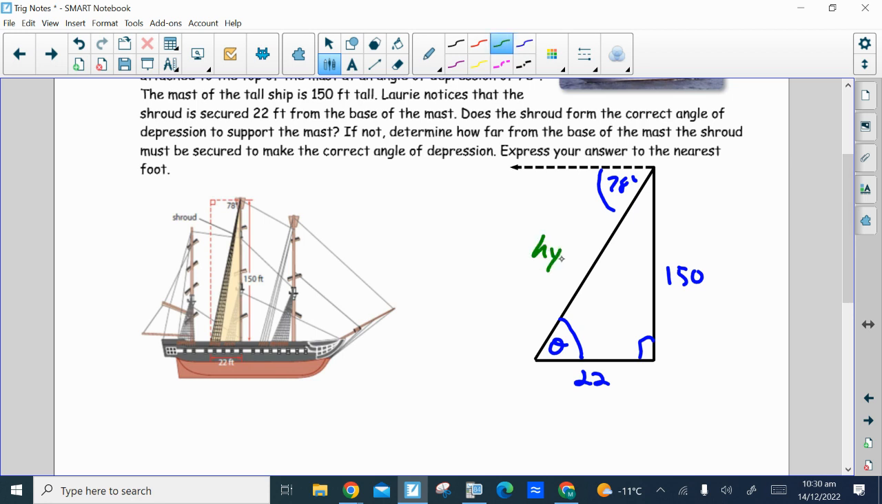The side across from the right angle is the hypotenuse, which we're not going to work with here. We want to find angle theta. The side across from that is the opposite. The third side is the adjacent side.